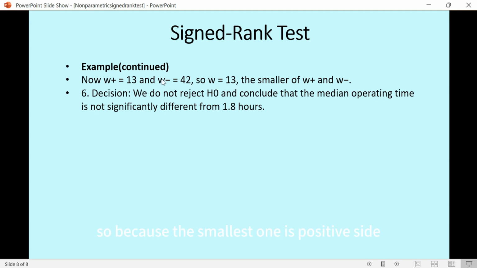Because the smallest one is the positive side, we use this value to compare with the critical value from the table. Because this value is larger than 8, we do not reject H0 and conclude that the median operating time is not significantly different from 1.8 hours. Thanks for watching.